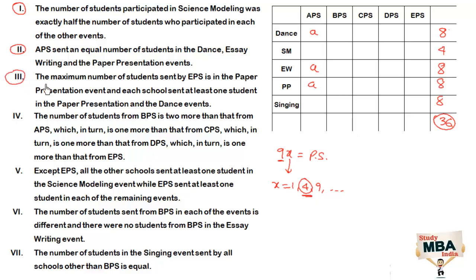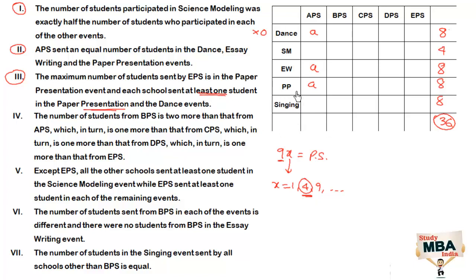Now the third condition is that the maximum number of students sent by EPS is in the paper presentation event, and each school sent at least 1 student in the paper presentation and dance events. So we can say that in this particular row of dance, none of the cells will take 0 as the value. So let me represent it like this, right? That none of the cells will take 0. Then only we can say that each of the schools has sent at least 1 student in the event dance. Similarly, in paper presentation also, every school sent at least 1 student.